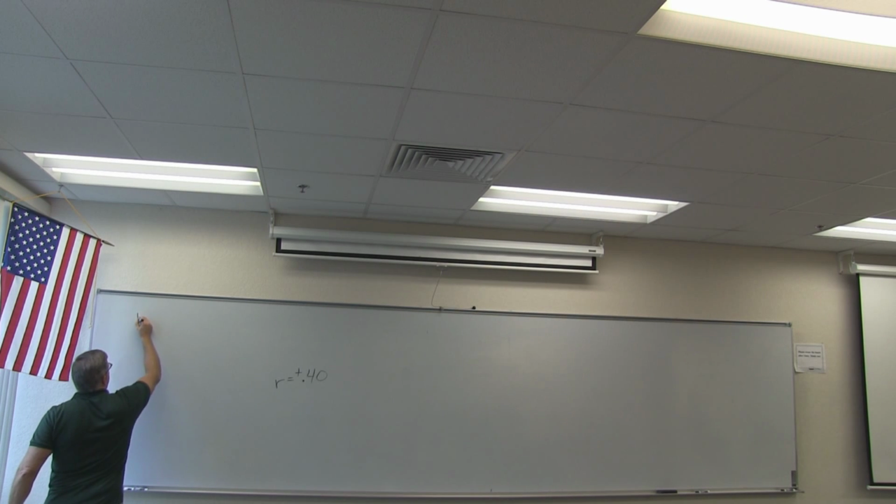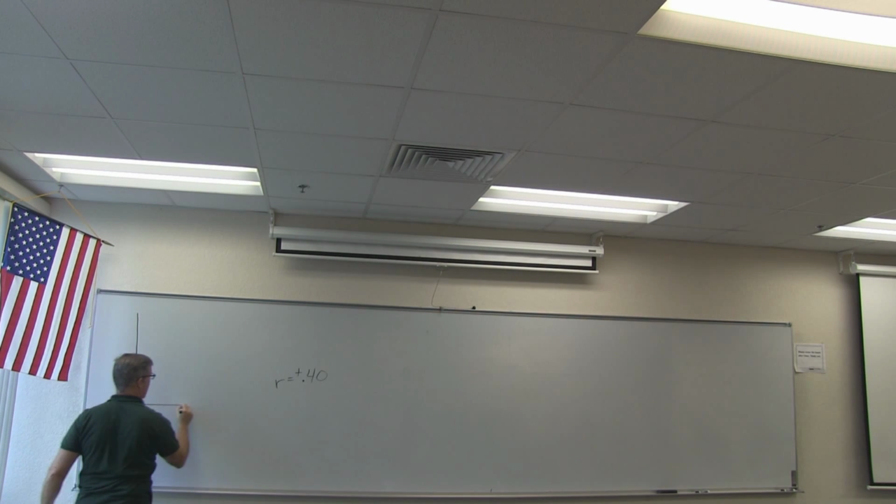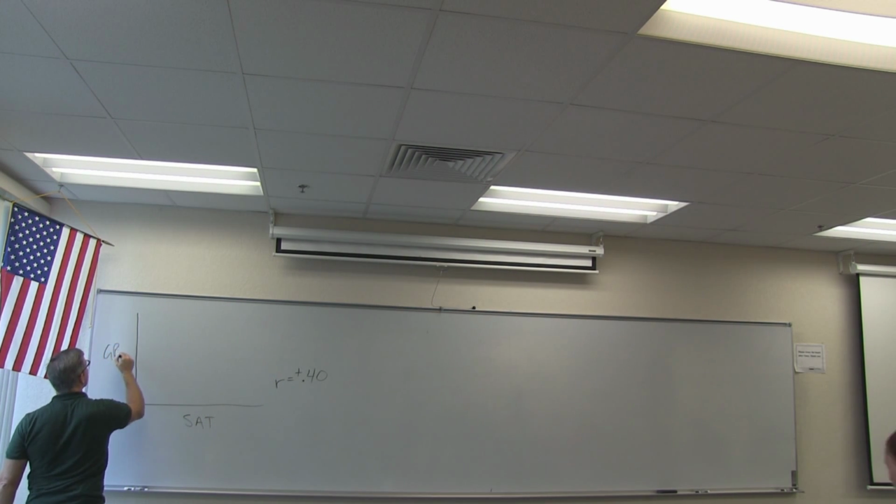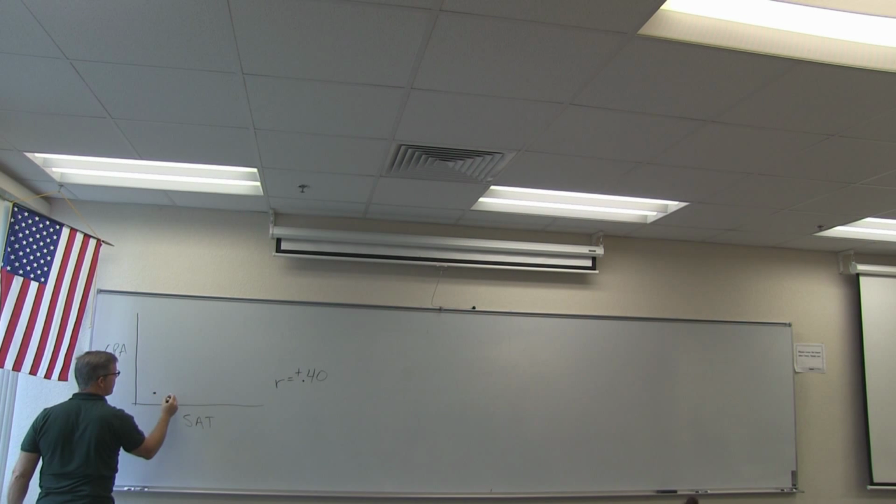If we were to draw a scatter plot for a correlation of this magnitude, the scatter plot would look something like this.